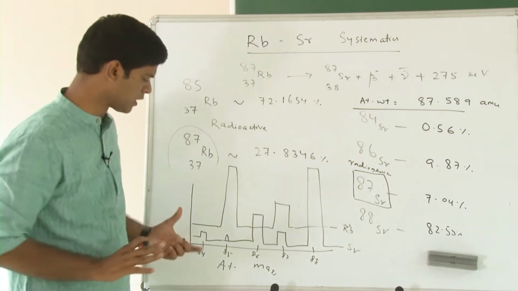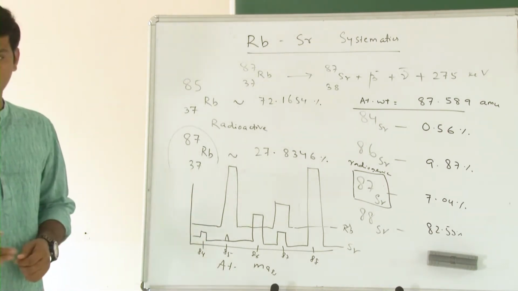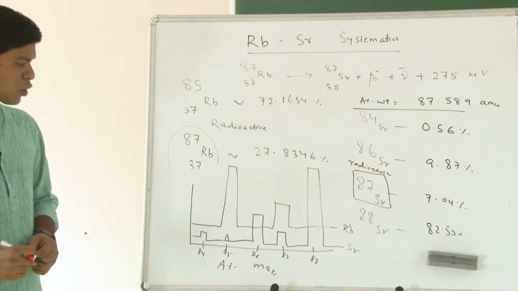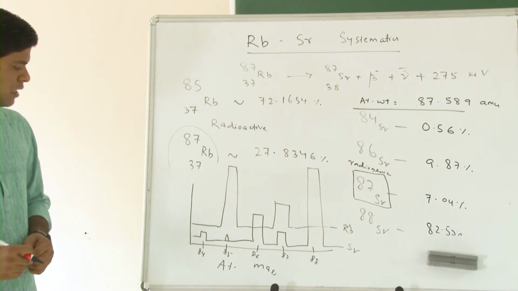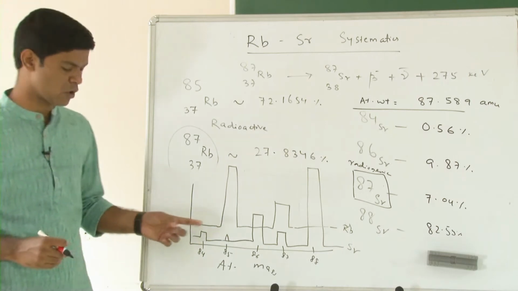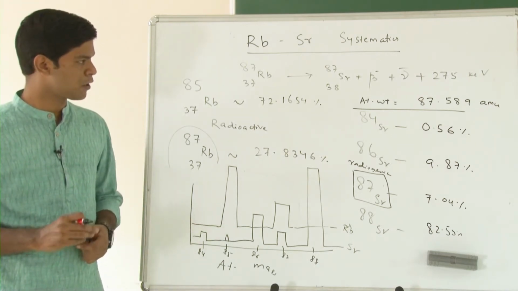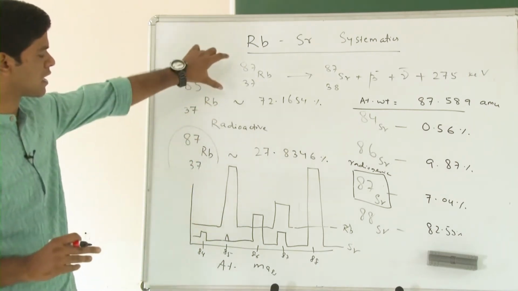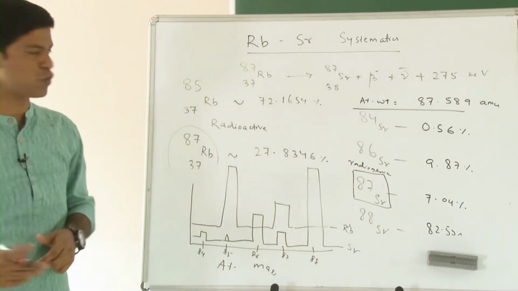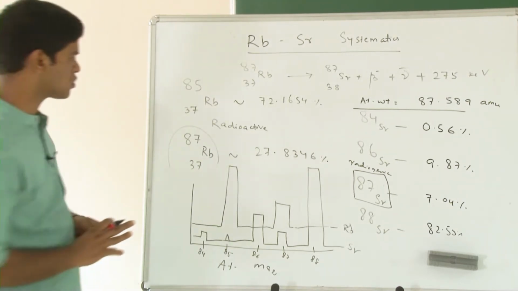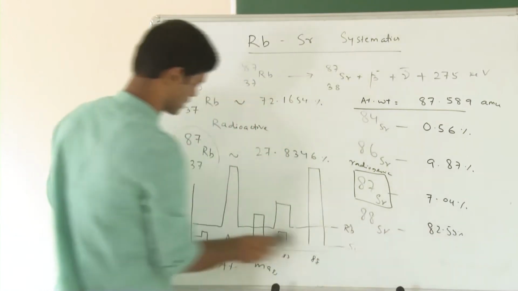But today we are not interested in the spectrograph or the corrections. You can go back to any mass spectrometry discussions where you will clearly see how these corrections can be made. But today we will discuss how this radioactive decay scheme can be used to find the age of a rock. So, that is what we are going to discuss today.